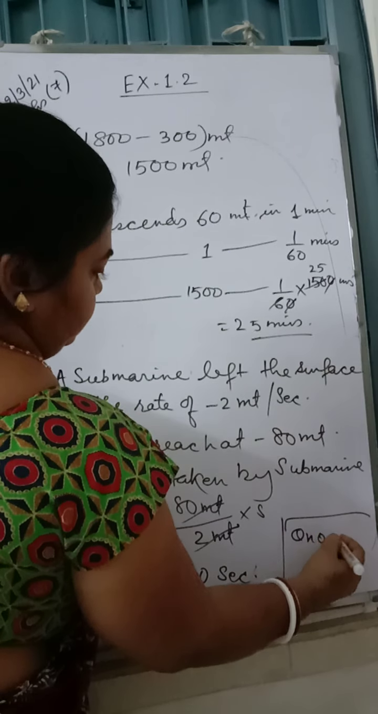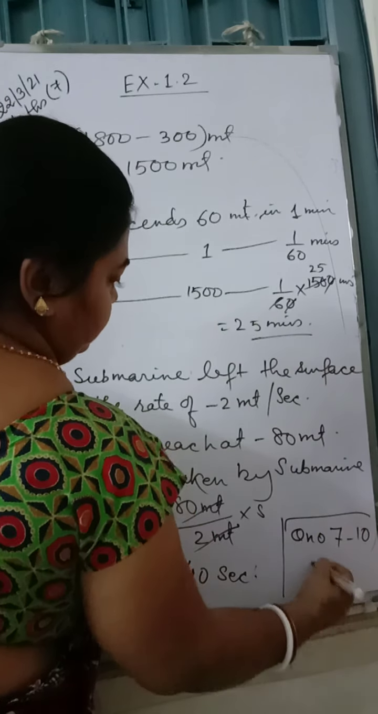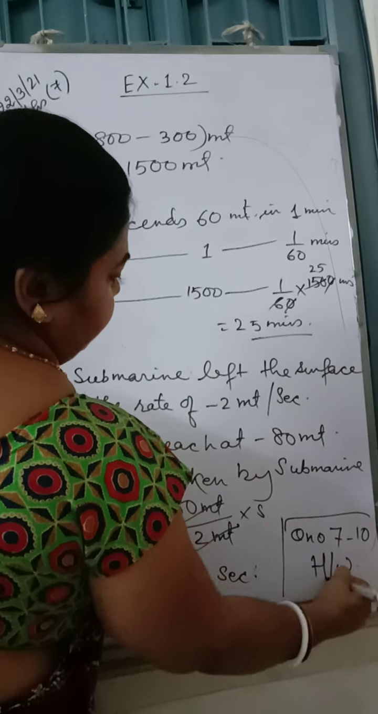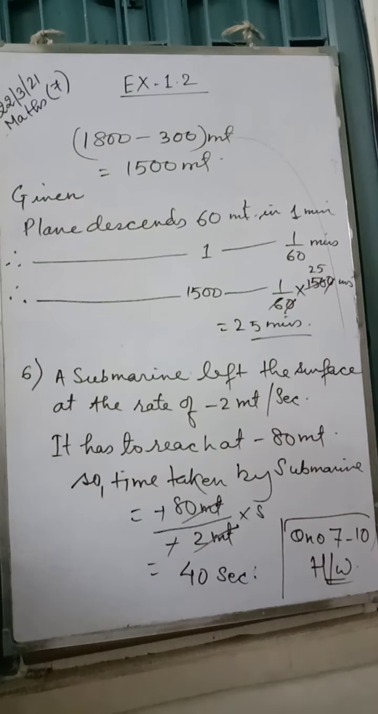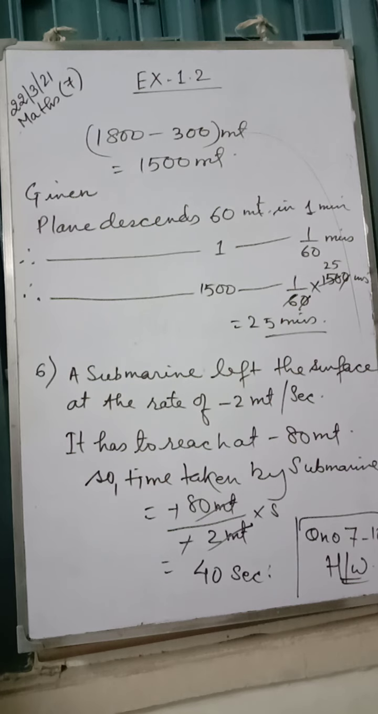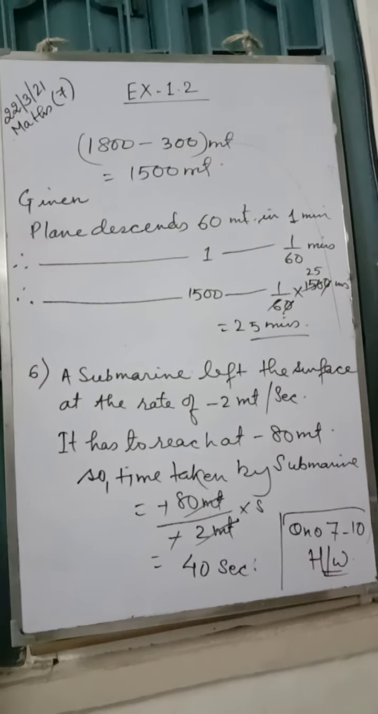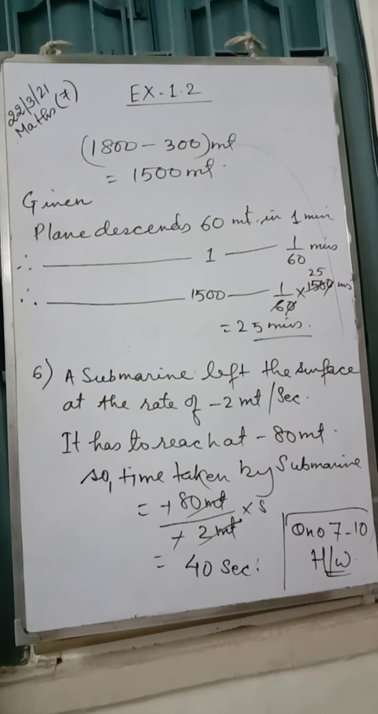Question number 7 to 10, homework. In the same copy you have to complete. You don't need to write it in a homework copy. As I have told you, everything you are writing in the Maths 1 copy, till you submit the copy. Okay. So for today, I leave it up to you. Next day we will be solving the next sums. If there is a doubt, you can ask me.